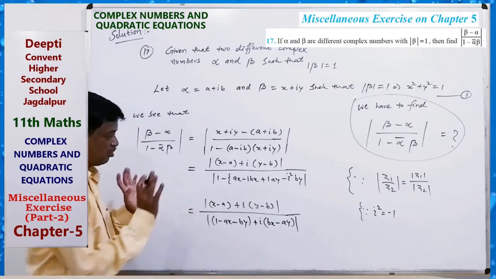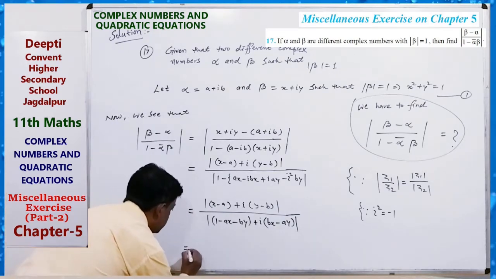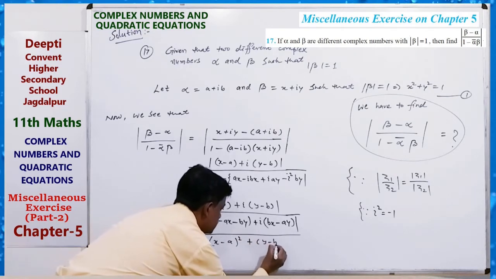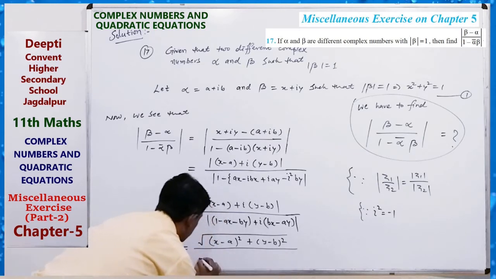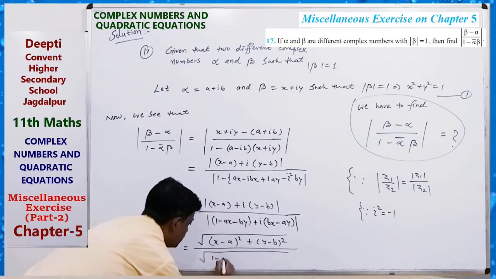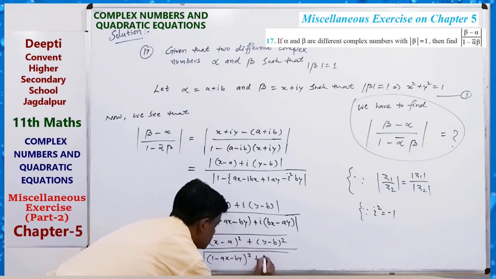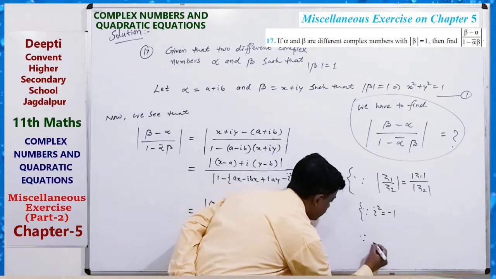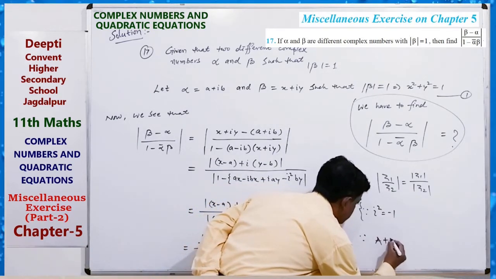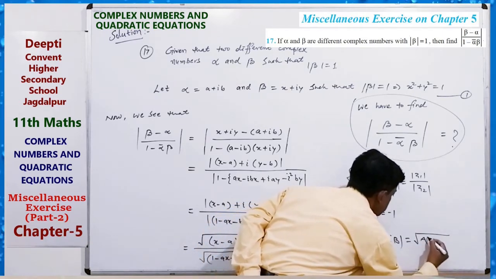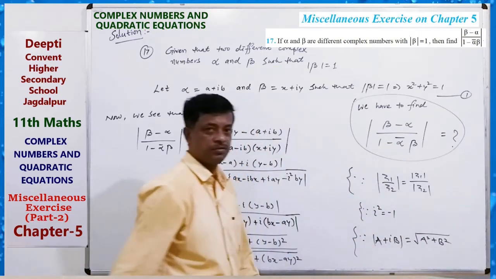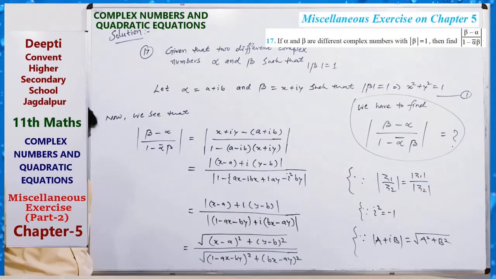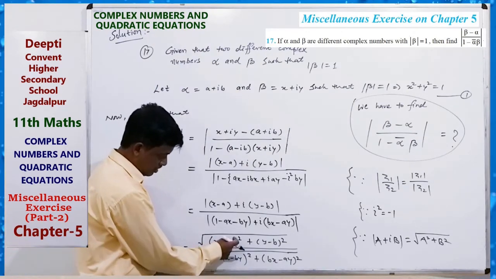Now we can apply the modulus formula here. That is root of (x minus a) square plus (y minus b) square, upon root of (1 minus ax minus by) square plus (bx minus ay) square. Clear? Since the modulus of a plus ib equals root over a square plus b square, this is the reason we can write like this. We just have to find the value of this with the relation x square plus y square equals 1. Now expand (x minus a) whole square, plus (y minus b) whole square.